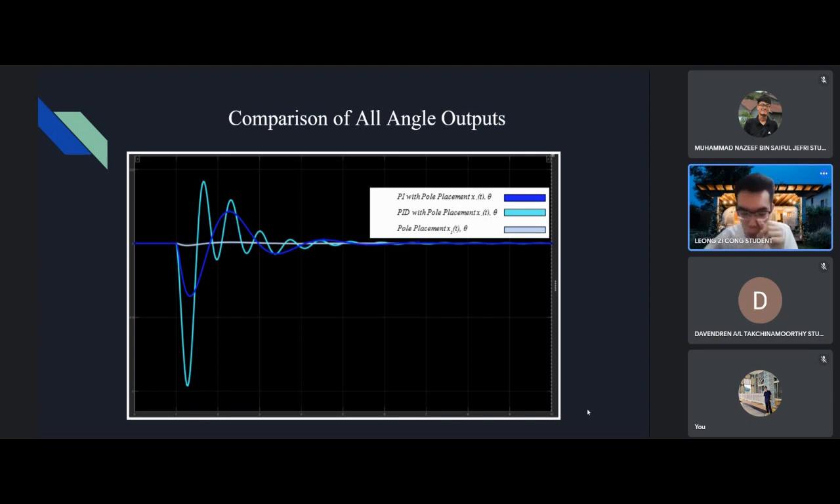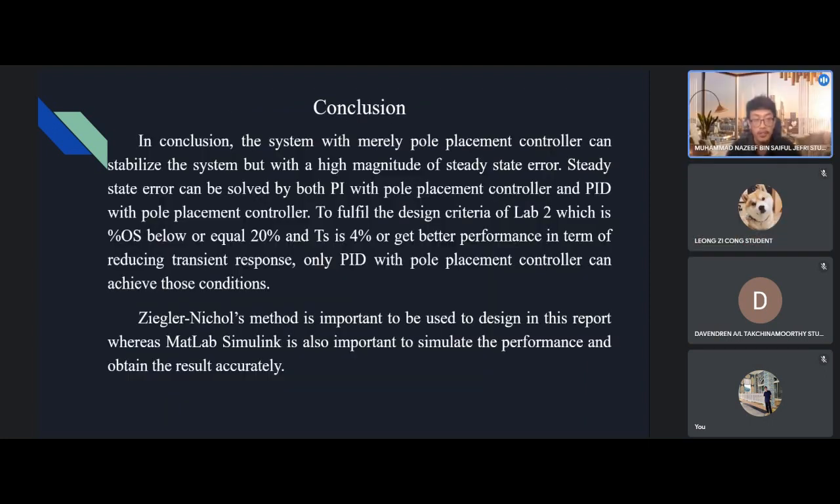So next to Nazeef. In conclusion, the system with merely pole placement controller can stabilize the system but with a high magnitude of steady state error. Steady state error can be solved by both PI with pole placement controller and PID with pole placement controller to fulfill the design criteria of Lab 2, which is percentage OS below or equal to 20% and TS is 40%, or get better performance in terms of reducing transient response. Only PID with pole placement controller can achieve those conditions.